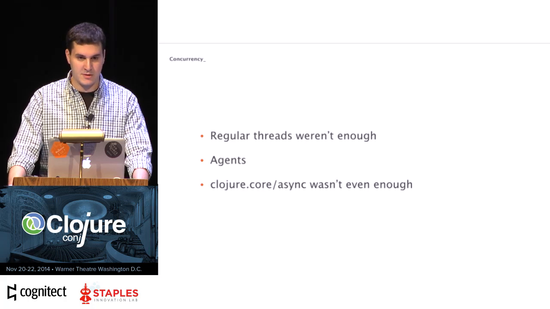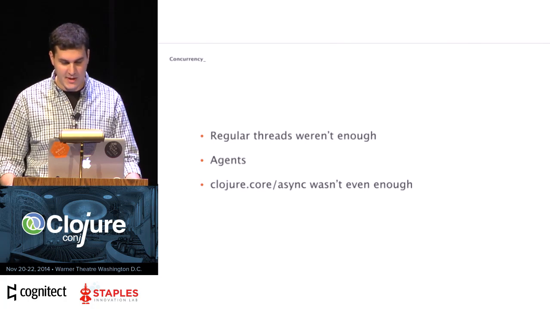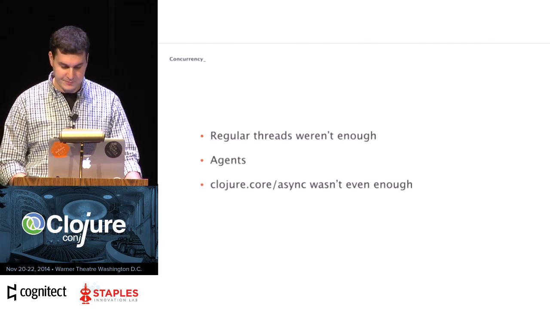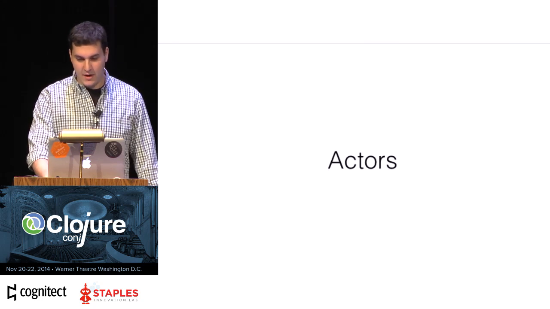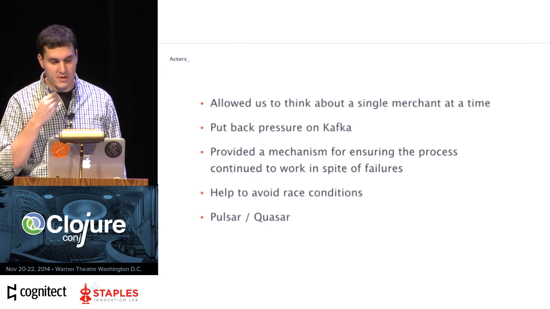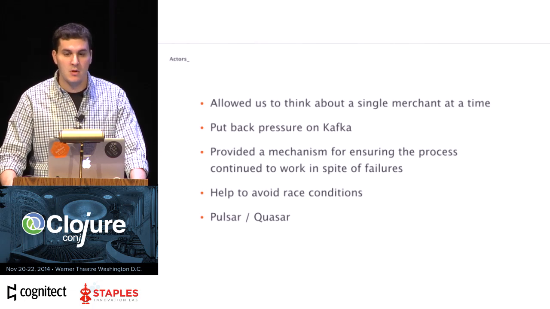And it turns out that Elixir and Erlang are really popular at Braintree right now. So everybody's like, oh, actors have semantics for that. You should look at actors. So we did, and actors ended up being a really good fit for this problem.